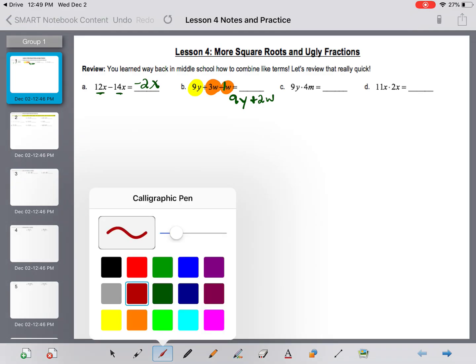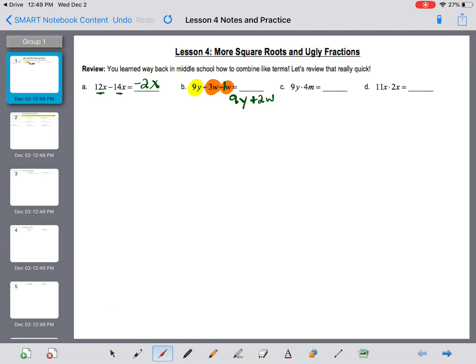If we take a look at C, we can multiply non-like terms together. You just can't add or subtract them. So when we multiply terms that aren't the same, that are not alike, you just multiply the coefficients. 9 times 4 is 36. And then y times m, you just leave it as ym or my. Either way is fine. Technically alphabetical order, but it doesn't matter.